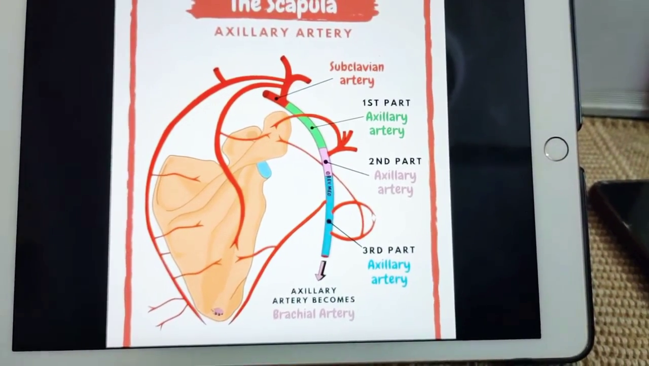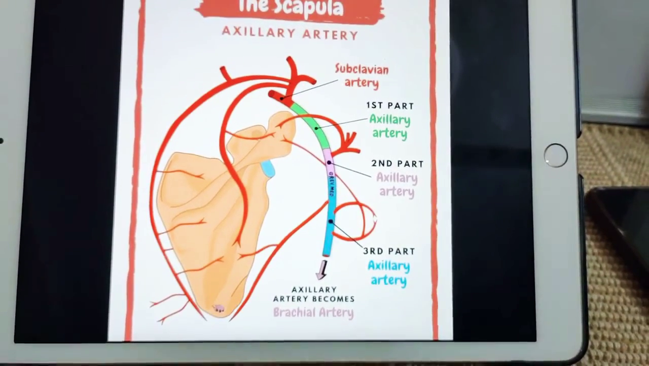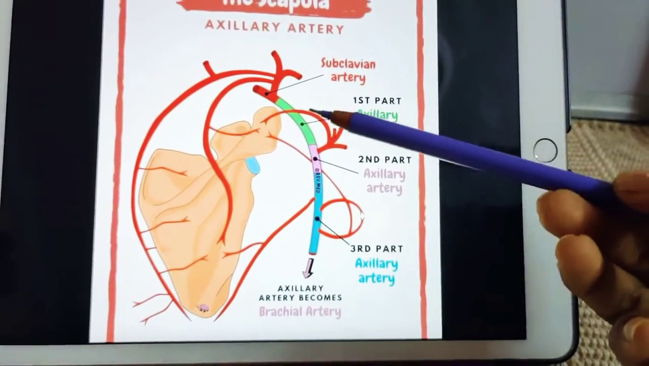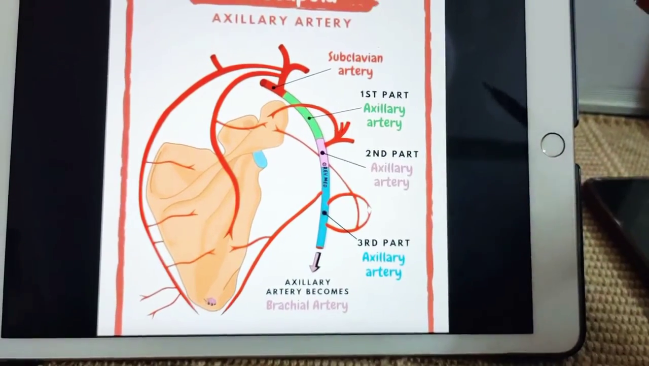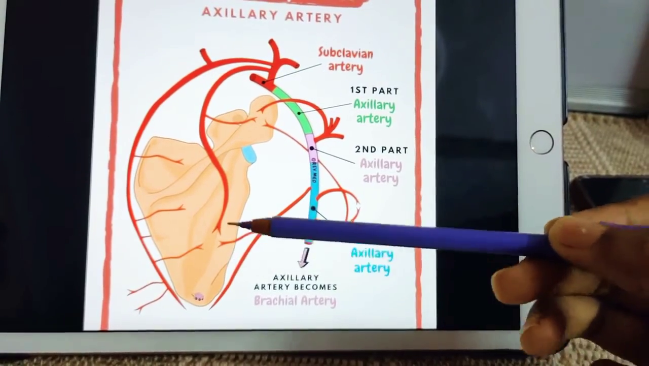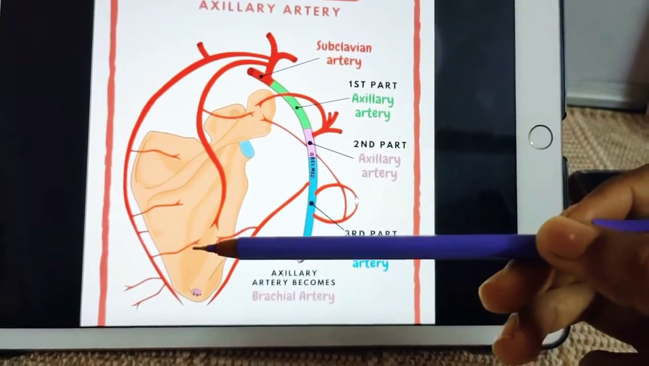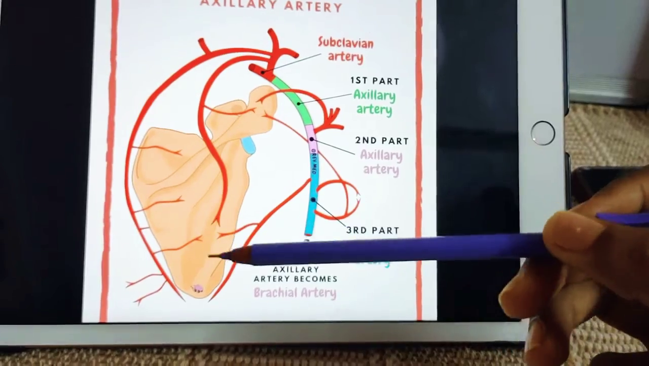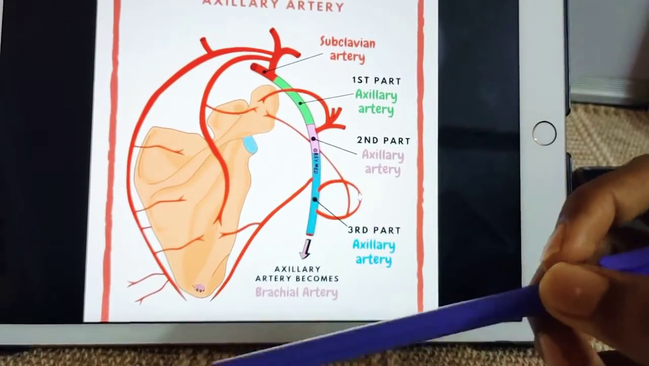Today let us learn the anastomosis of body of scapula and also the anastomosis around the acromion process. So first we'll start with anastomosis of body of scapula. There are mainly three arteries participating in the anastomosis of body of scapula.